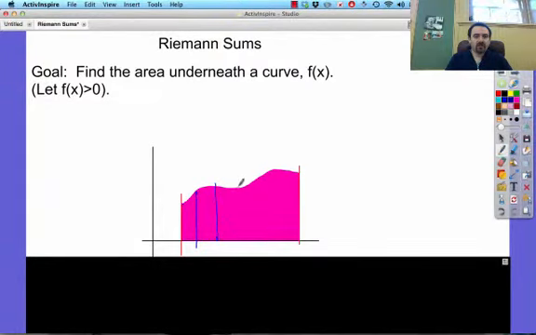If I divide it up into a bunch of different intervals here, do I decide to make the height of the rectangle the height at the right end of the interval? Do I decide to make it the height at the left end of the interval, or do I decide to make it somewhere in the middle of the interval? How tall do I make this, right?